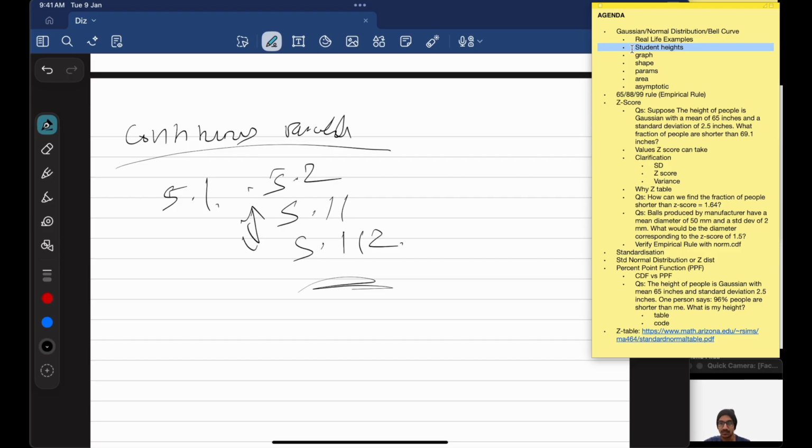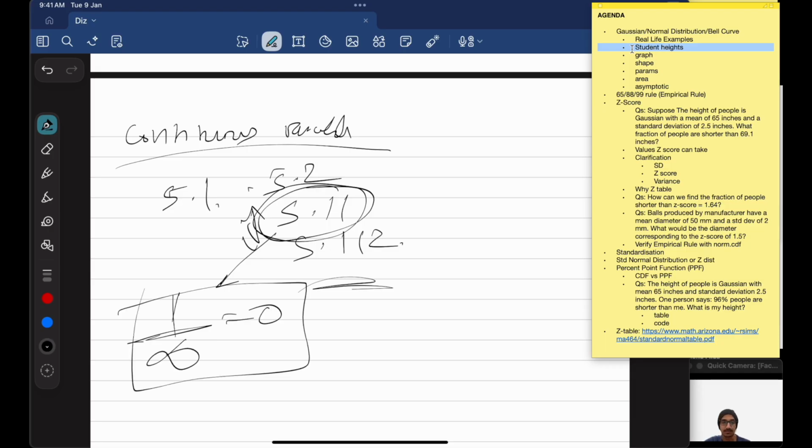And that is why when we take the probability, if we want to find the probability of 5.11, the possible outcomes is 1, and the total number of outcomes will be infinity, right? So that's why it's 0 theoretically, but in reality, 5.11 does exist.